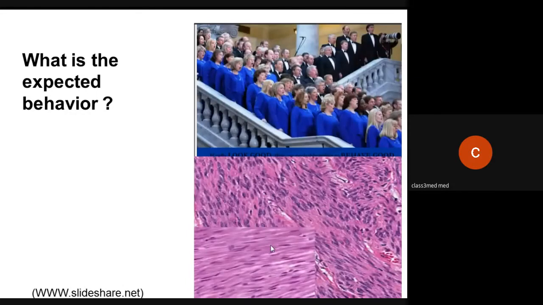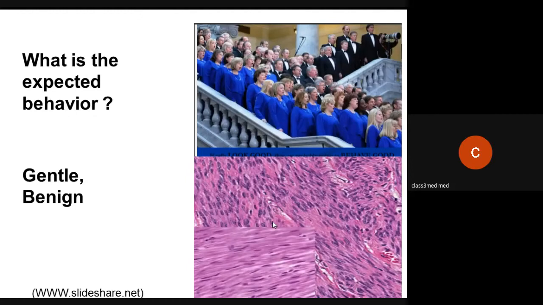While here, the picture makes it clear, these tumor cells are not looking bad. They are uniform in arrangement, in shape, in size. It is like people standing in uniform, well arranged and standing straight. What would you expect from such people? Would they hurt you? Okay. So from such a tumor, you will expect a good behavior, a gentle, benign behavior.